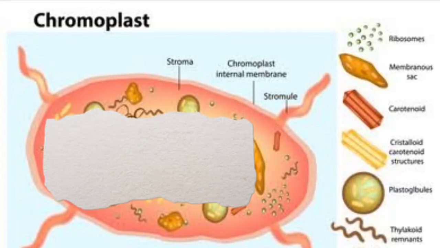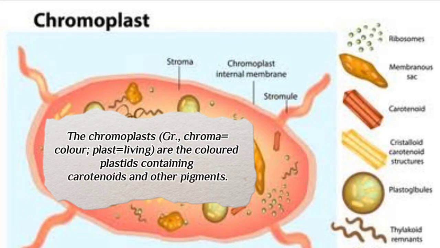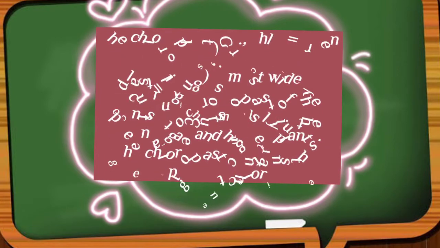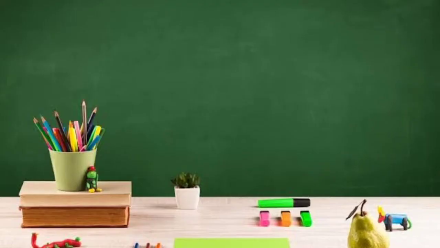Number 2. Chromoplast. The chromoplast is composed of two words, chroma, which means colored, plus plast, which means living. They are the colored plastids containing carotenoids and other pigments. Number 3. Chloroplast. The chloroplast is composed of two words, chloro, which means green, plus plast, which means living. It is the most widely occurring chromoplast of the plants. It occurs mostly in green algae and higher plants. The chloroplasts contain the pigment chlorophyll.